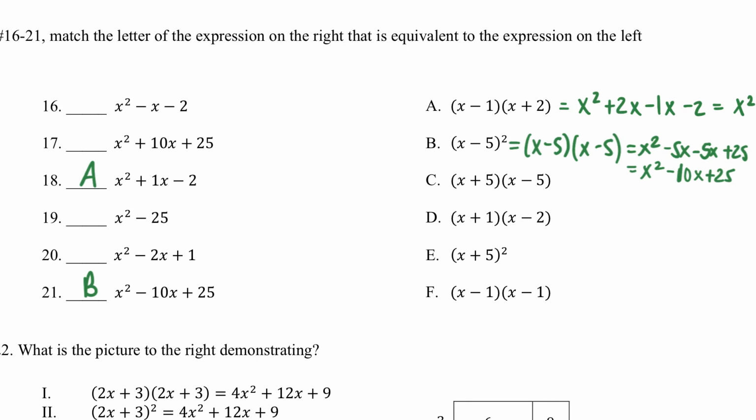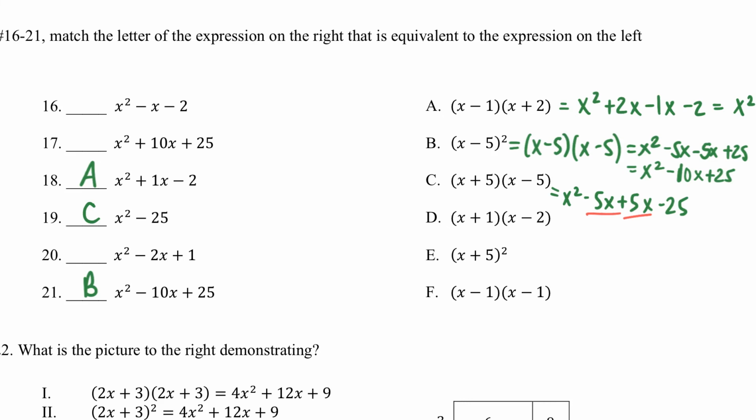How about C here? So C is x plus 5 times x minus 5. If you know difference of squares, you know that that will be x squared minus 25. But let's actually multiply it out so you see why. So this would be x squared minus 5x plus 5x minus 25. And when you do that, you'll notice that these two things cancel each other out. So you're just left with x squared minus 25. That means this is going to be C right there. Why am I red here? I don't want that. Okay.